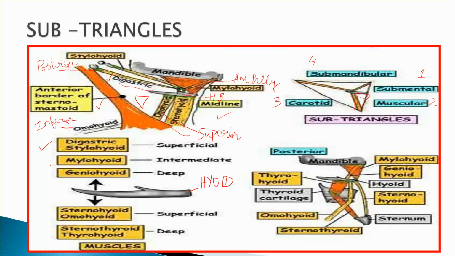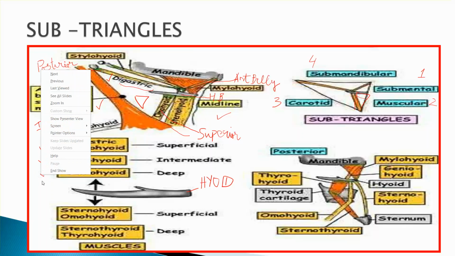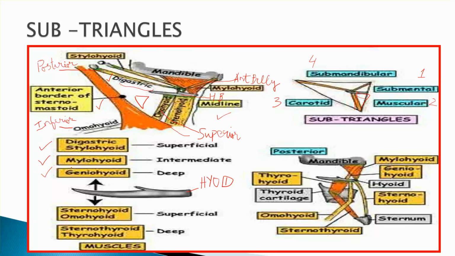Then the next muscle, the intermediate layer, is the mylohyoid muscle, and the deep one is called geniohyoid. So these are the suprahyoid muscles. Coming to infrahyoid muscles, there is sternohyoid and omohyoid, then sternothyroid and thyrohyoid. So these are the four muscles called infrahyoid muscles.